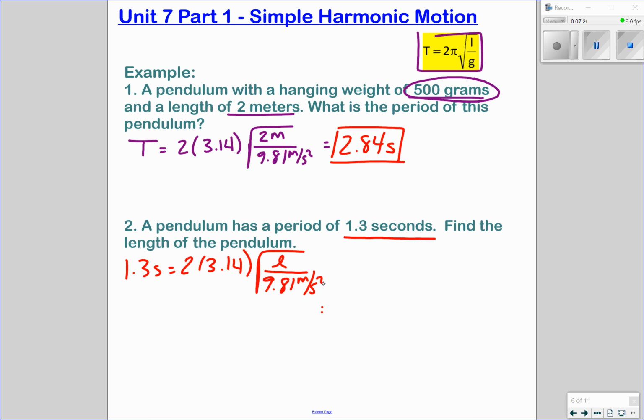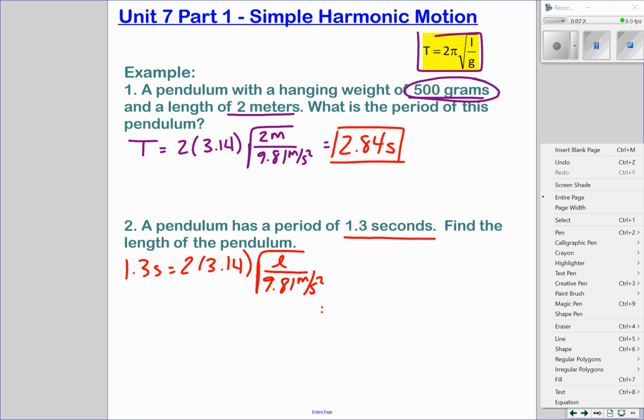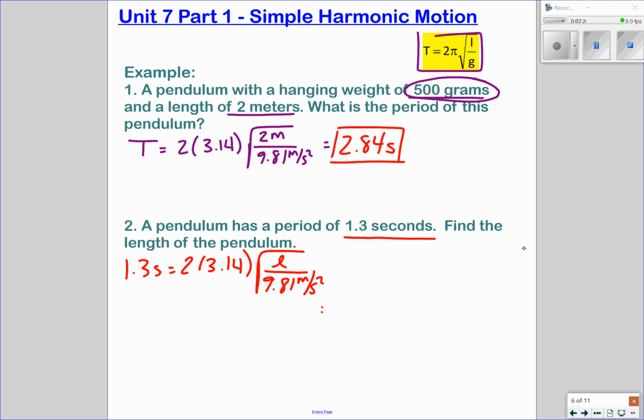So this time, all of our other values are constants here, and we're solving for this value. In order to get rid of this radical, that radical needs to be by itself. But before I can do that, I need to move the 2 and the 3.14, or that operation of 2 times 3.14, over to the other side. And to undo the operation of multiplication, we must divide. So this is going to be 1.3 seconds all over this quantity of 2 times 3.14. Some of you will write that as 6.28. That's fine. Is equal to the length of our pendulum divided by 9.81 meters per second squared, and then we're going to take the radical of that.